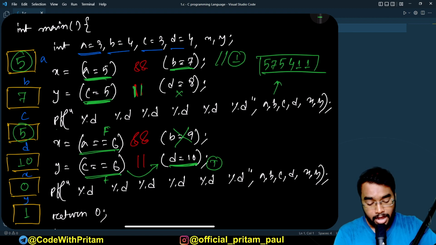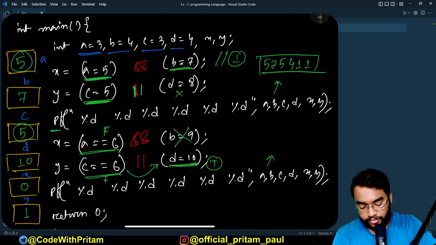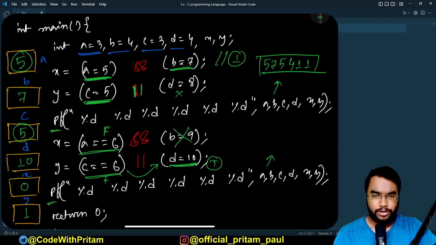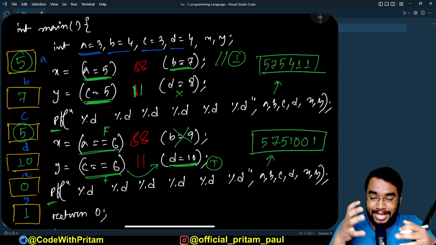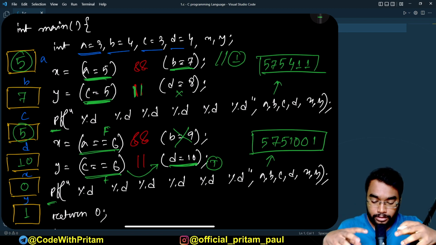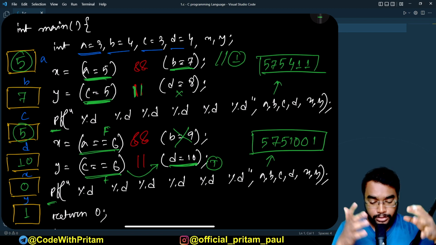Clear? Now after the printf statement, here I have written pf, the short form of printf. I hope you will understand; because there is less space, that's why I have written it like this. So here it will be 5 7 5 10 0 1. So this is the output. So in this way we can analyze, we can break down the things, and we can arrive at a solid output.